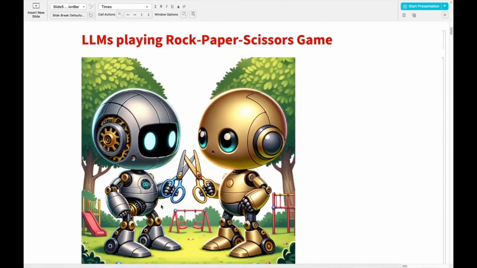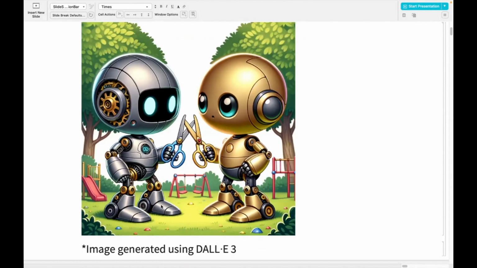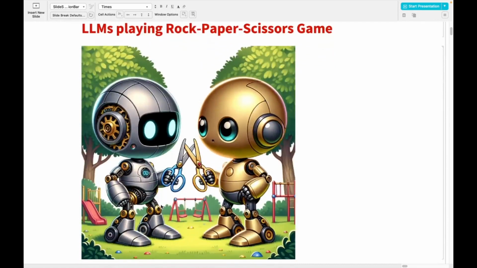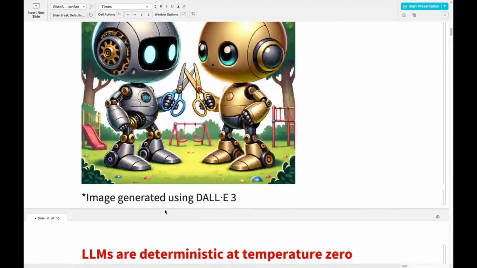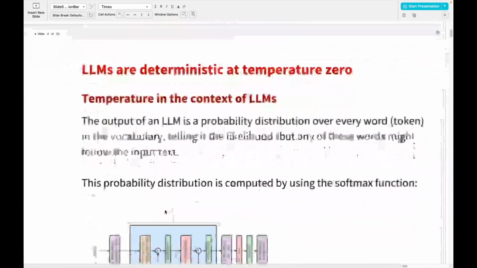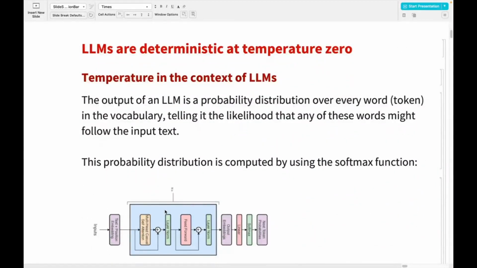This image was generated yesterday using DALL-E 3. So the idea is that we will try to build some Wolfram language functions in order to make GPT-4 play against GPT 3.5 Turbo and against humans. But before we start, I wanted to make clear some features of the large language models.